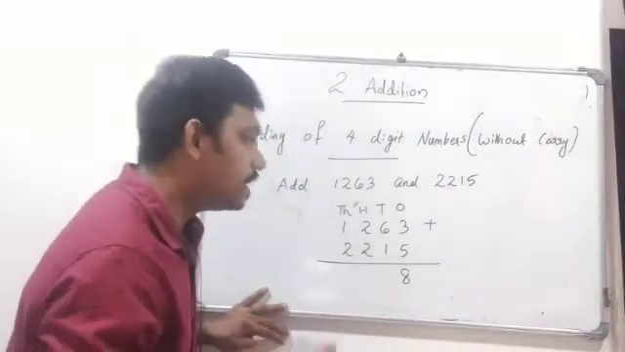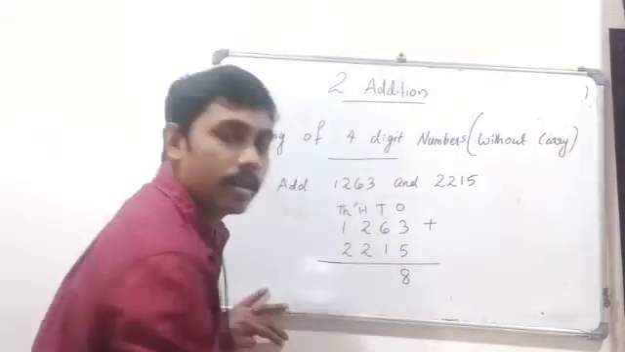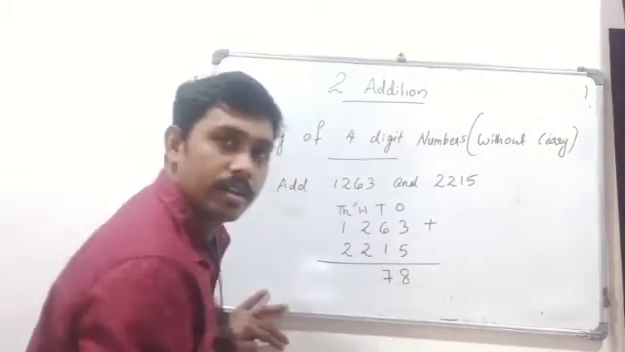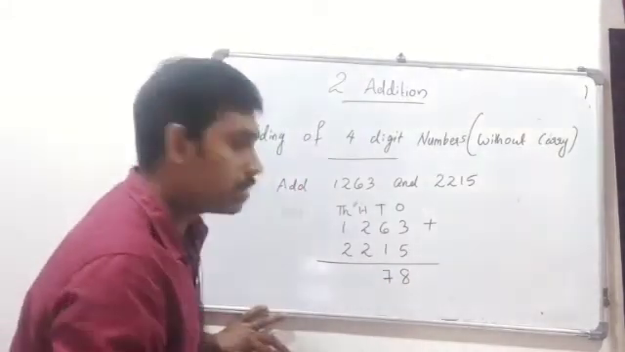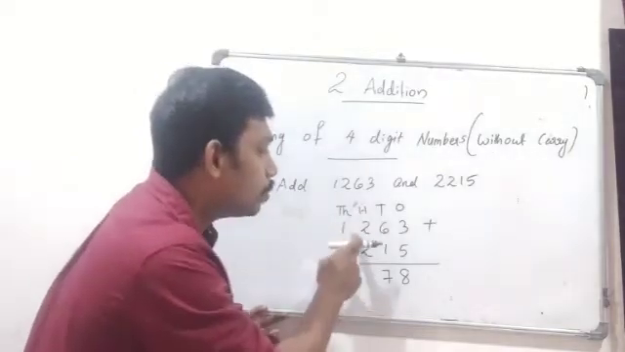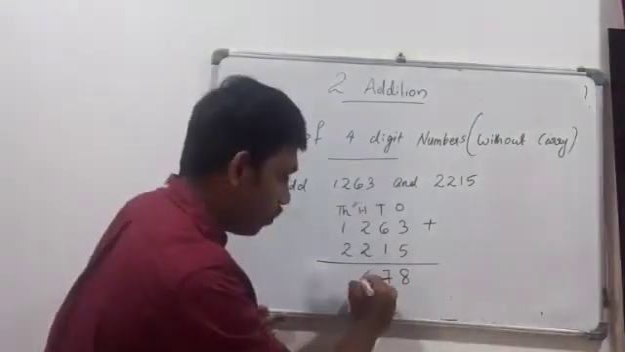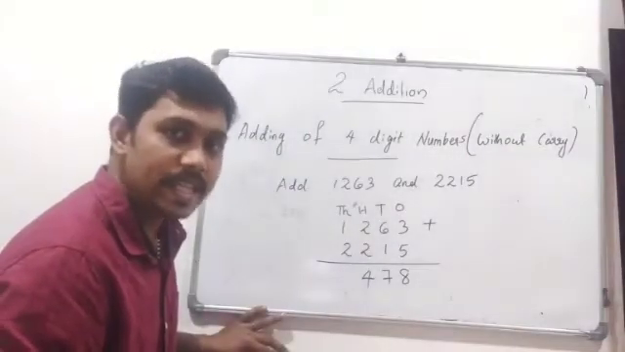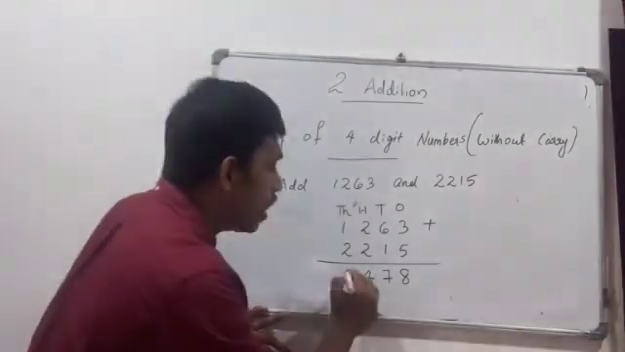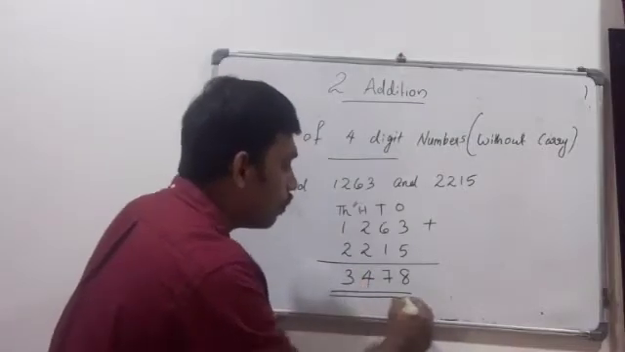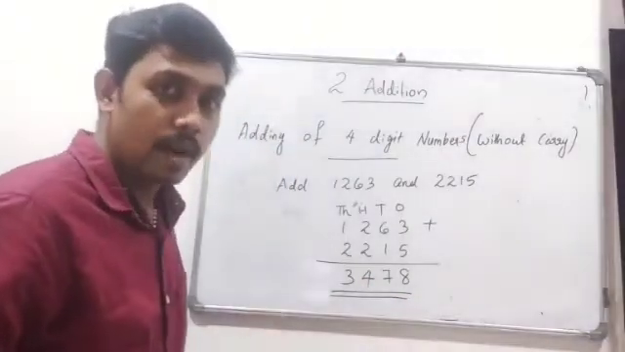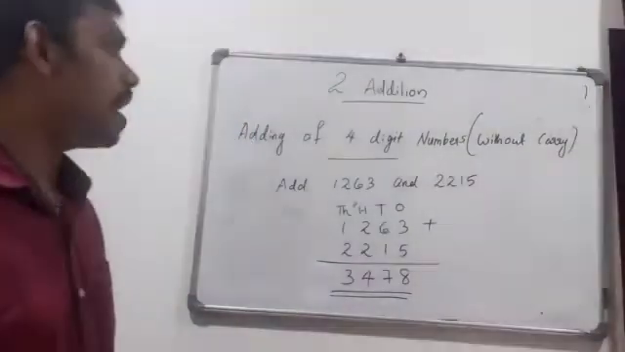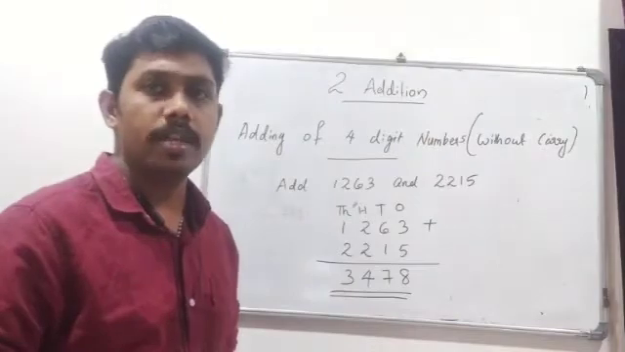And then what? 6 plus 1, answer is 7. Then moving to the next place, hundreds place: 2 plus 2, answer 4. And then 1 plus 2 is 3, isn't it? So our answer is 3478. This is an example for adding two 4-digit numbers.